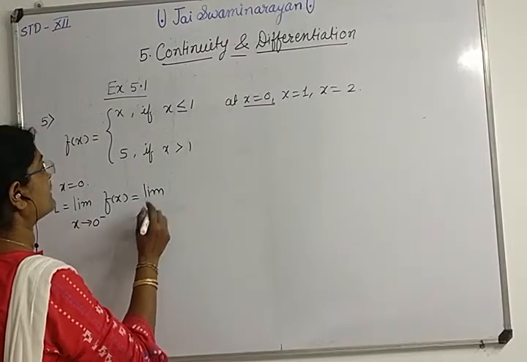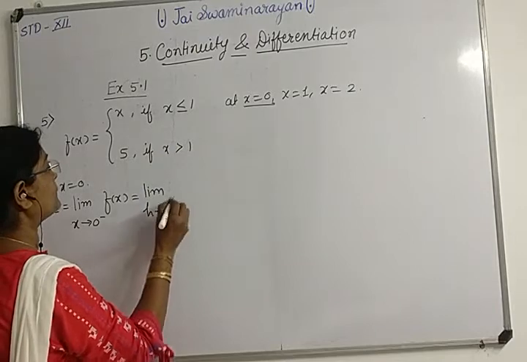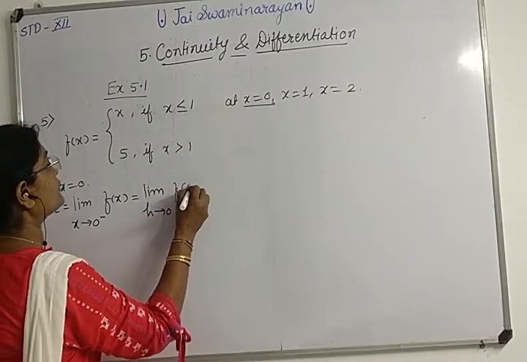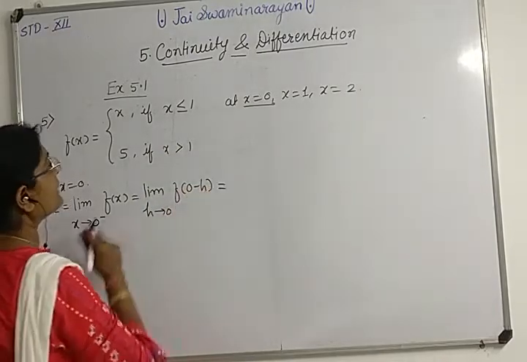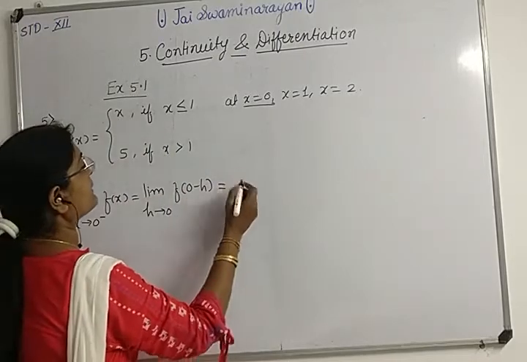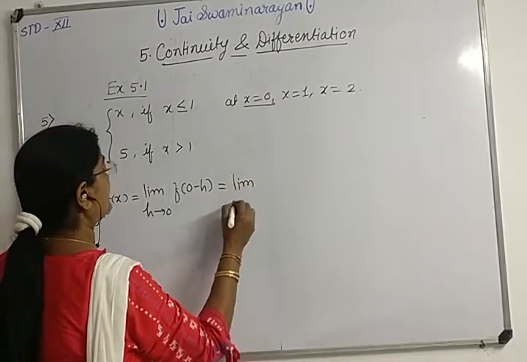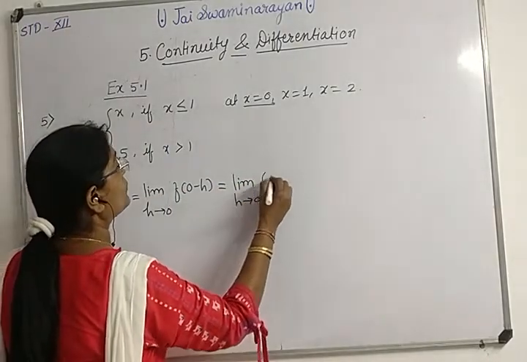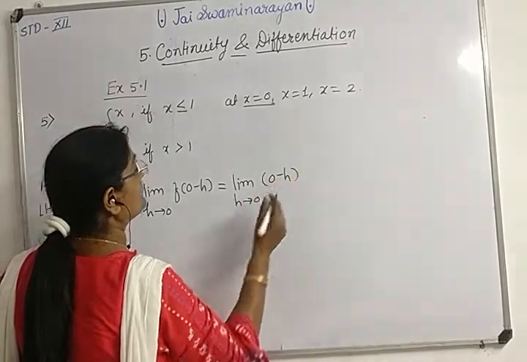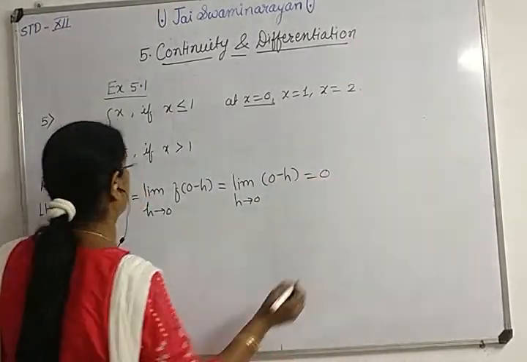Limit as h tends to 0 of f of 0 minus h. x को हटा के हम 0 minus h डालेंगे, limit as h tends to 0 of 0 minus h. So the value will be 0.